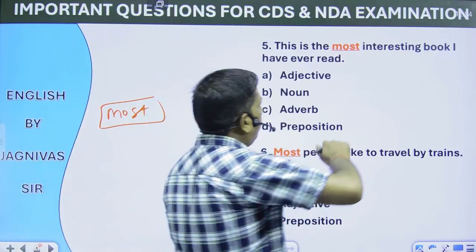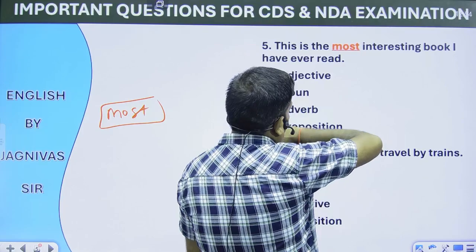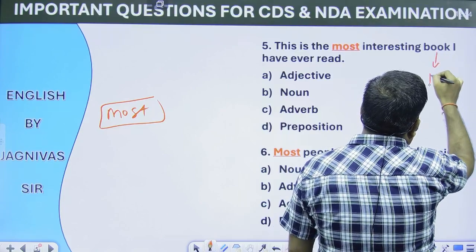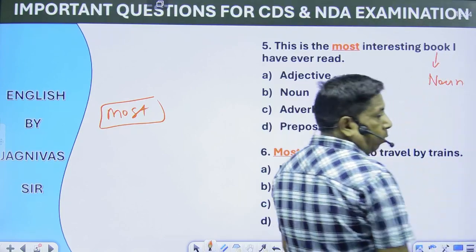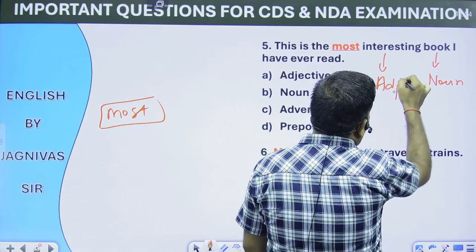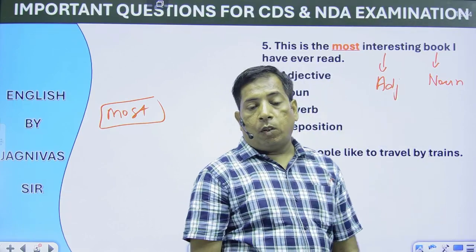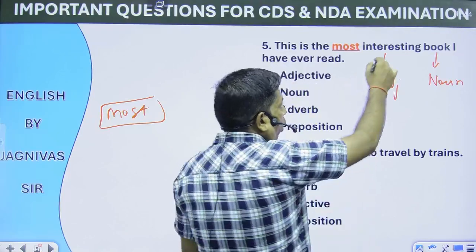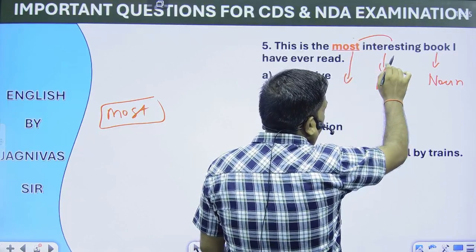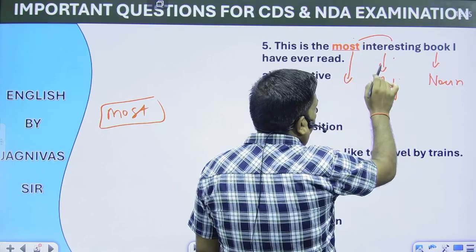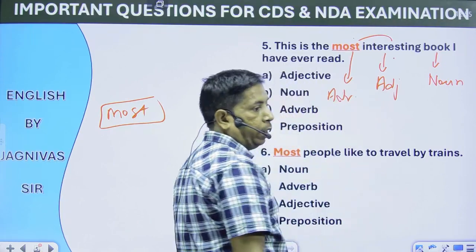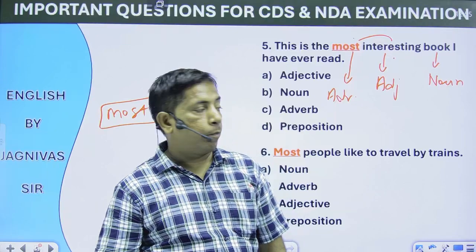So here we can see, this is the most interesting book. Now you can see book. Book is a noun. What kind of book? Interesting. Interesting is an adjective. Now ask, how much interesting? The answer is most. So an adjective qualifies a noun, and a word which qualifies an adjective is an adverb. Okay, students.